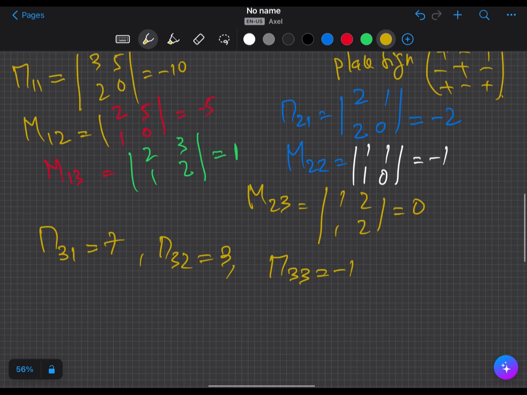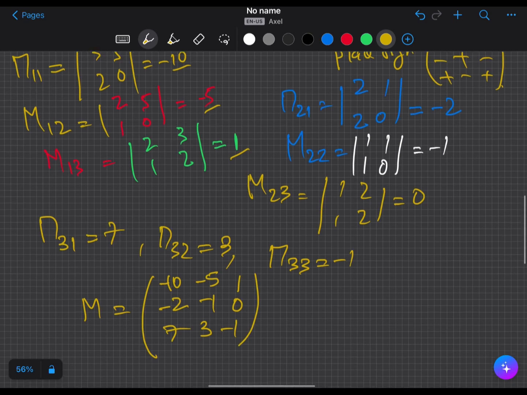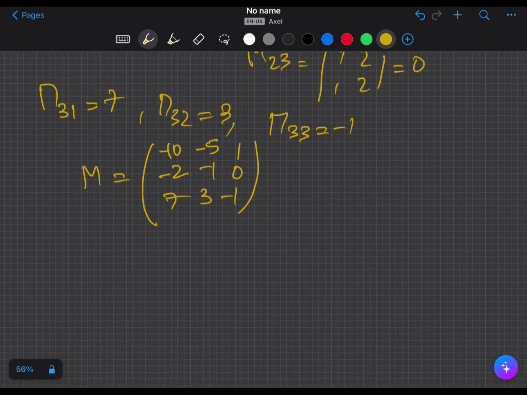Having all these elements of the minor, we can build our minor matrix, which is minus 10, minus 5, 1, then we have minus 2, minus 1, 0, 7, 3, minus 1, right? So this is the minor matrix. This is my place sign. I put it back here just to call your attention to that.